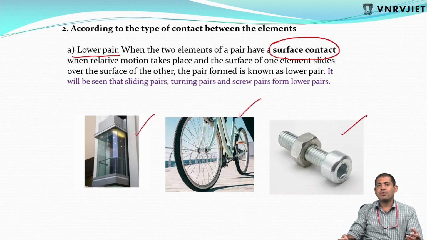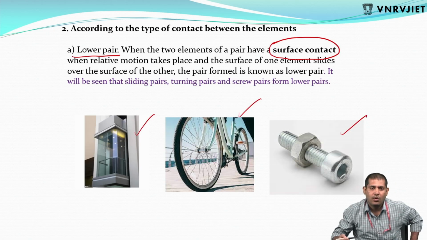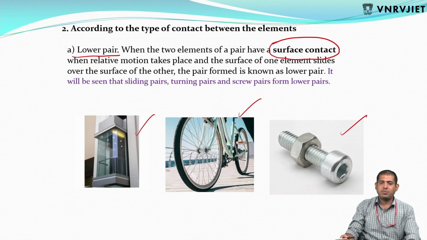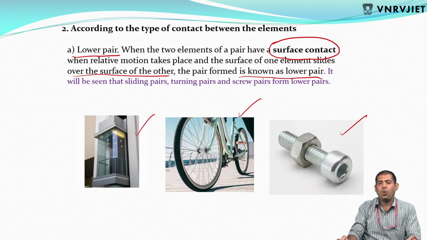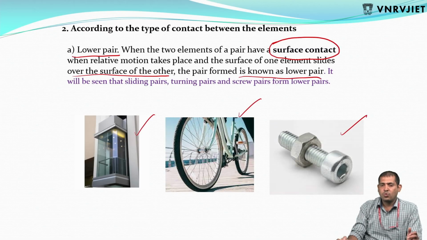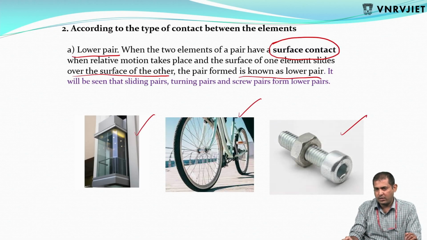When the two elements of a pair have a surface contact, when relative motion takes place and the surface of one element slides over the other surface, the pair formed is known as a lower pair. It will be seen in the sliding pair, turning pair and screw pair. Generally these three kinds of pairs come under the lower pair when surface contacts are there.